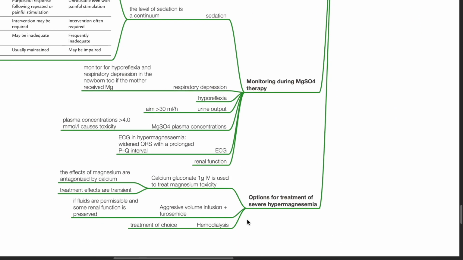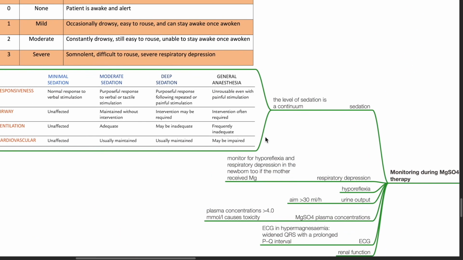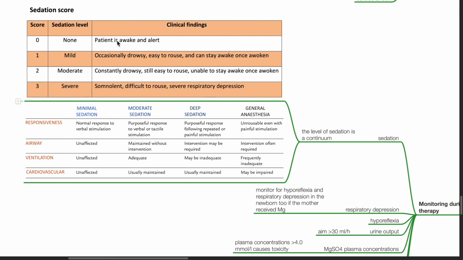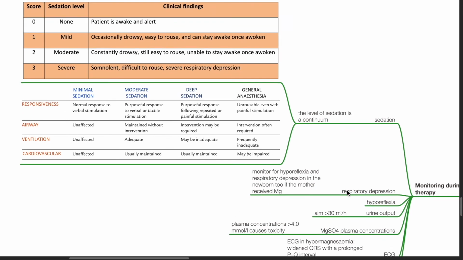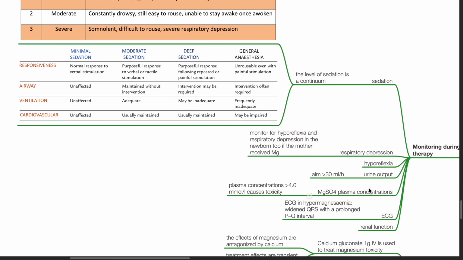Monitoring during magnesium sulfate therapy. Monitor for sedation, such as by using the sedation score. Monitor for respiratory depression, hyporeflexia, urine output, magnesium plasma concentrations, ECG, and renal function.